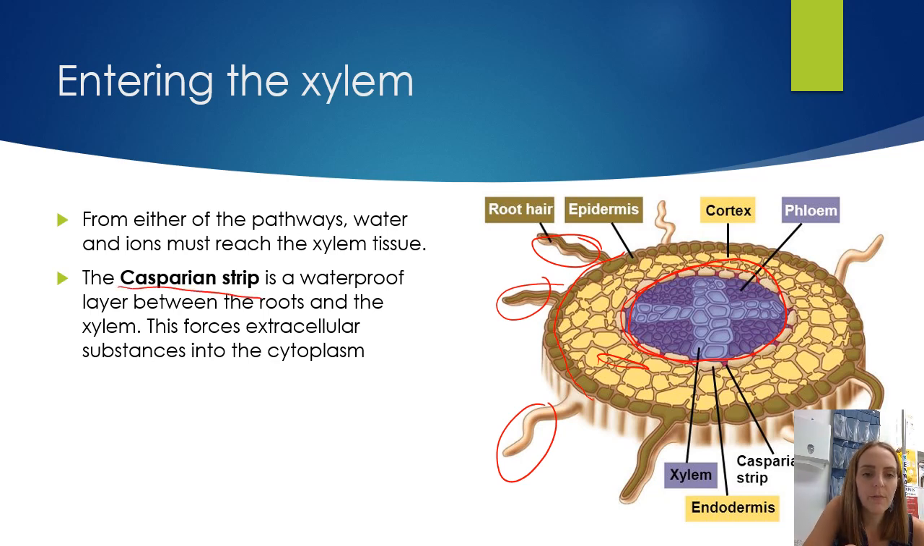And that's a waterproof layer that separates the roots and the xylem. Now, because it's waterproof, it kind of is like our hydrophobic, hydrophilic interactions. It's going to cause the water and solutes that have been absorbed into the plant to be forced into the xylem, where they can then continue up the plant throughout the vasculature of the plant.